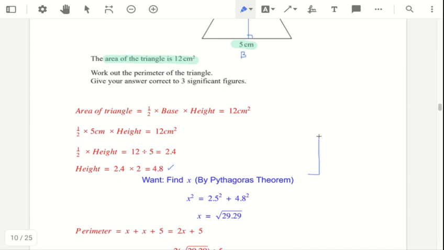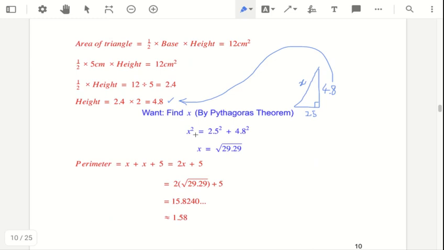So for example, right angle triangle. This is 2.5, because it's half of 5, and then this is x. Then the height, we got it as 4.8, found previously from here, right? With this, we can use Pythagoras theorem. The hypotenuse, x squared, equals 2.5 squared plus 4.8 squared. So x equals square root 29.29. Okay, so this is x found.